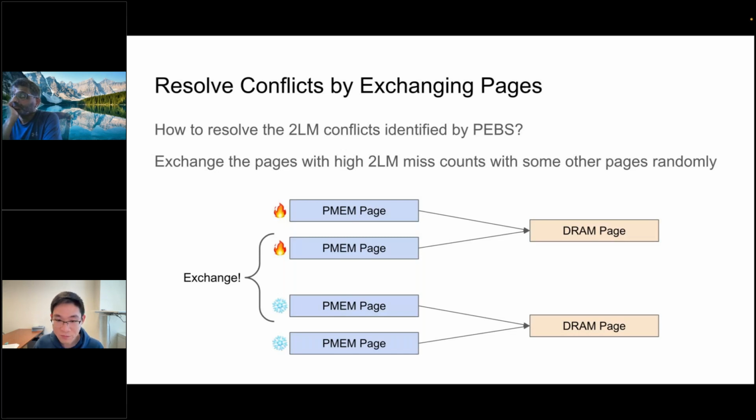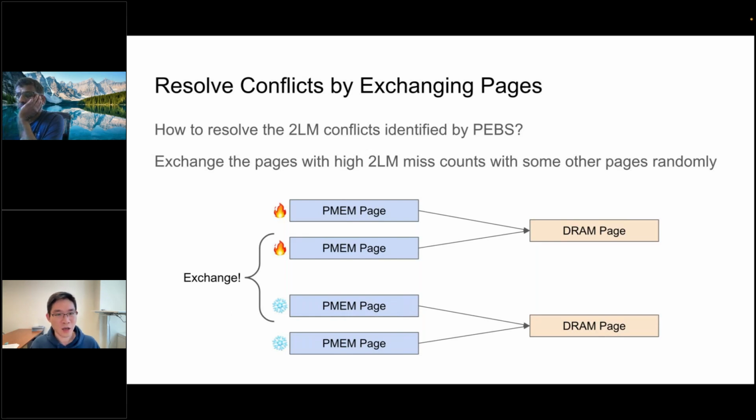Sorry, I had a question. So you're basically saying that because it's direct mapped, you're causing this conflict. Is that what the assertion is here? Exactly. Because it's direct mapped, this is quite problematic. We were trying to use PEBS to address this issue, but in the end we found that because of the limitation of PEBS, we were not quite able to do that. Okay. Thanks.